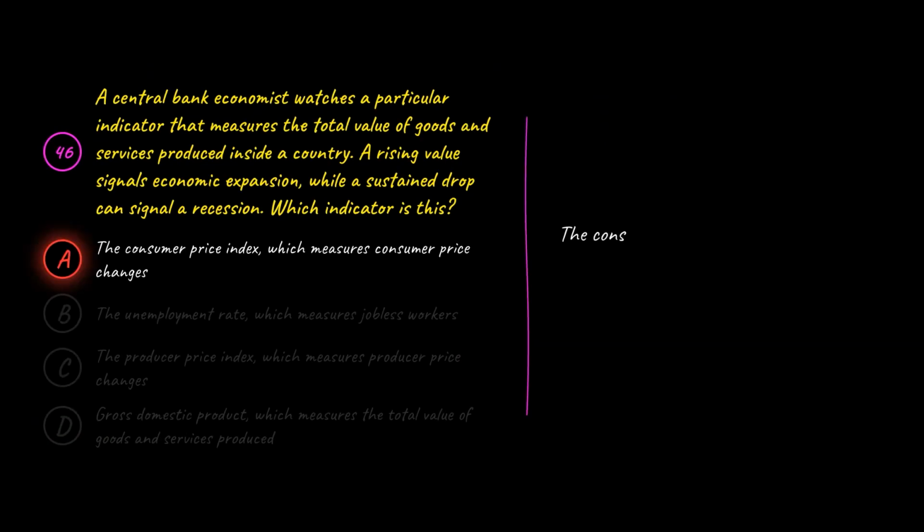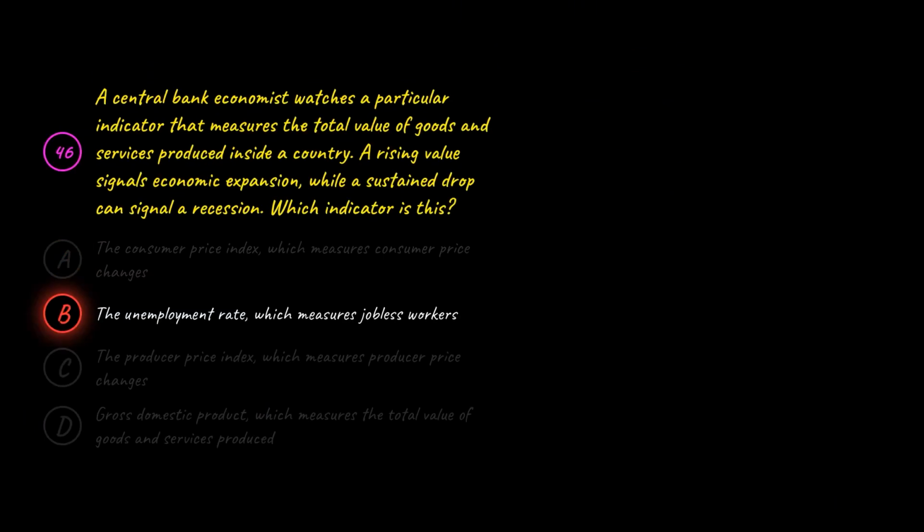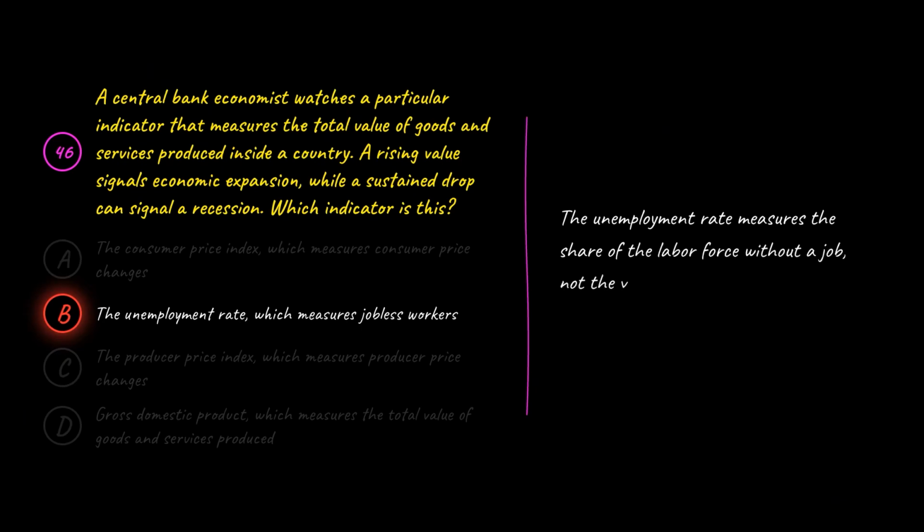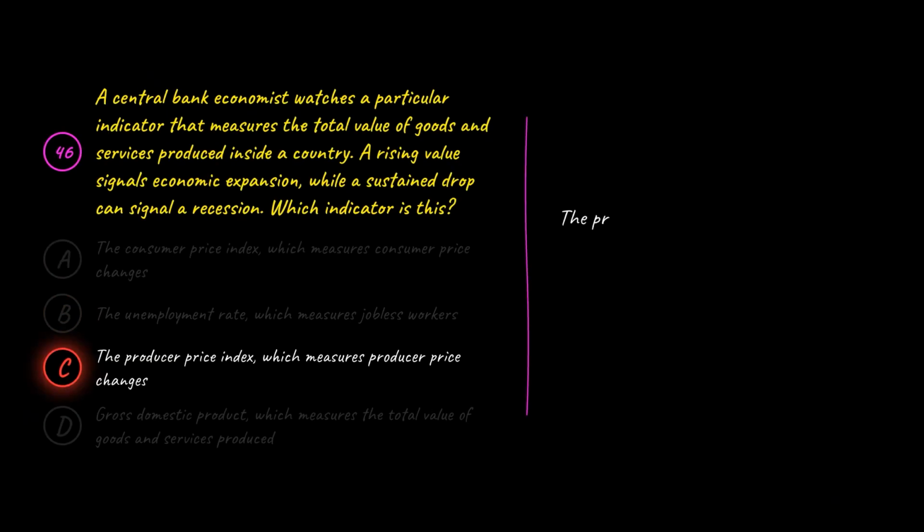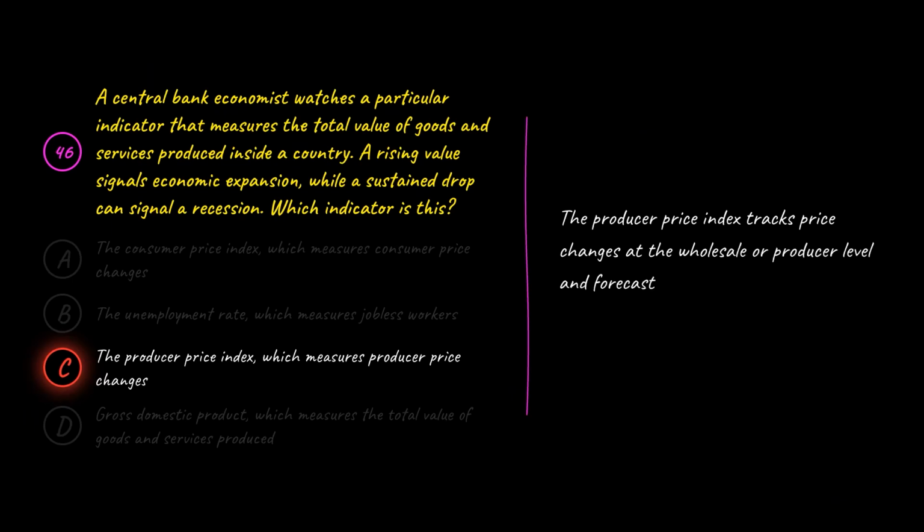A is wrong because the Consumer Price Index measures consumer price changes and is used to track inflation, not total production. B is wrong because the unemployment rate measures the share of the labor force without a job, not the value of all goods and services produced. C is wrong because the Producer Price Index tracks price changes at the wholesale or producer level and forecasts future consumer price moves, not aggregate production.